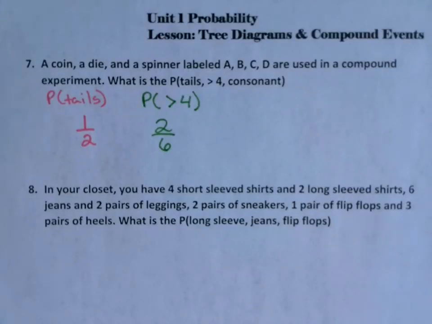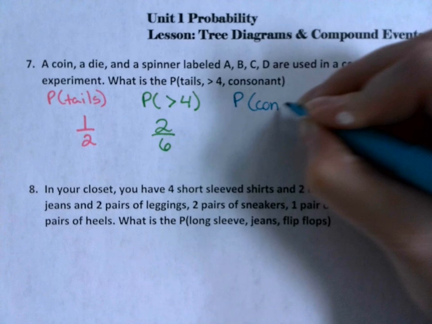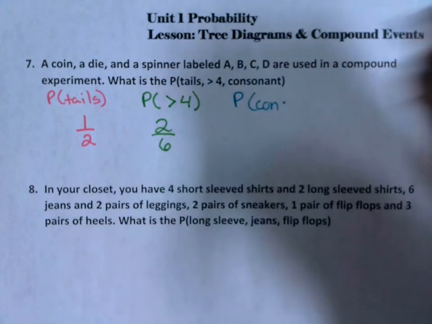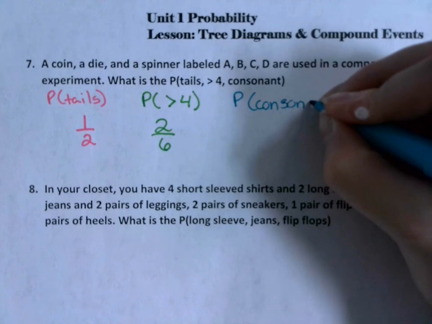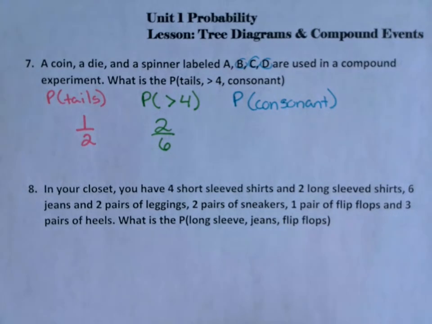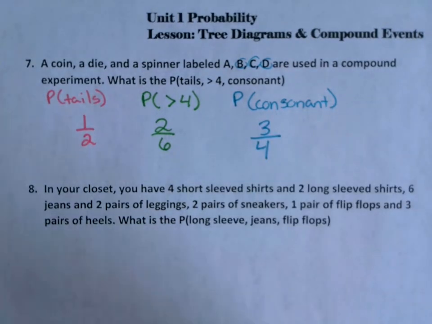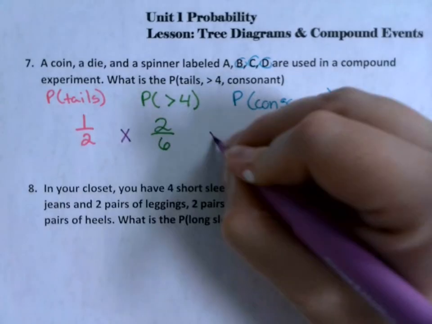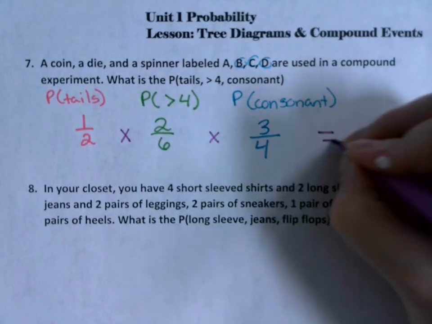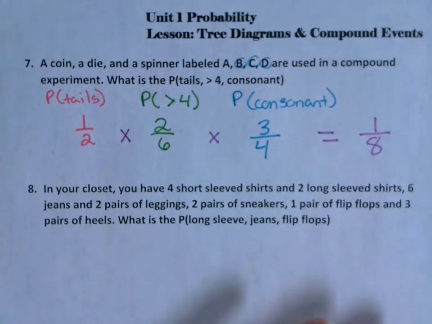Okay, and then the probability for a consonant. Choosing a consonant on this 4-section spinner. How many consonants are there? 3 of them, right? B, C, and D are my consonants. That's 3 out of 4. And then, like always, we will multiply those probabilities together, and it's going to come out to 1 over 8. It has a 1/8 chance of occurring, or 0.125, or 12.5%. Okay? I'll even write that part down.